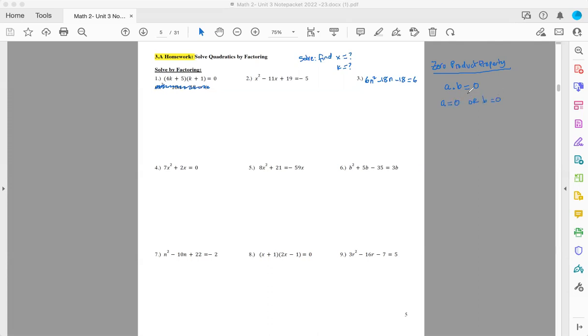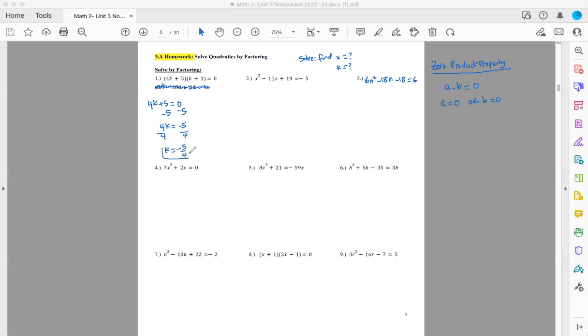And we can extend this property. It could be a times b times c times d, etc., equal to 0. That means one of them must be 0. So in this case, either 4k plus 5 is equal to 0. And to solve for that, to get k by itself, you need to subtract 5 from both sides to get 4k equals negative 5, and then divide by 4, which gives you k equals negative 5/4.